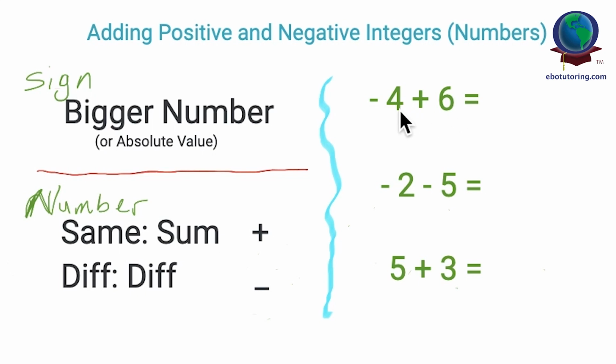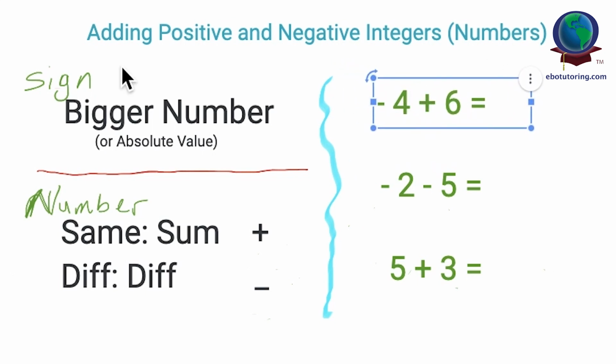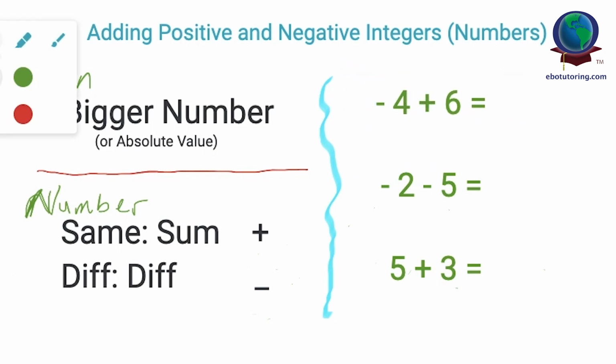Now, they're different signs. Negative 4, positive 6. Oops, sorry. We have negative 4 and positive 6. Remember, the sign goes with the number. So we know that we're going to subtract because they're different signs. One's negative and one's positive. And the subtraction of 4 and 6 is 2. And again, no sign in front because 6 is bigger and it's positive.